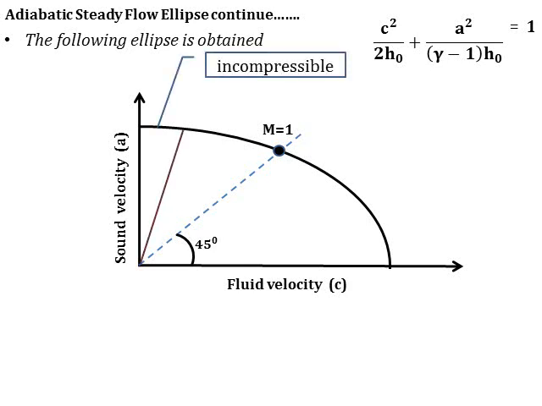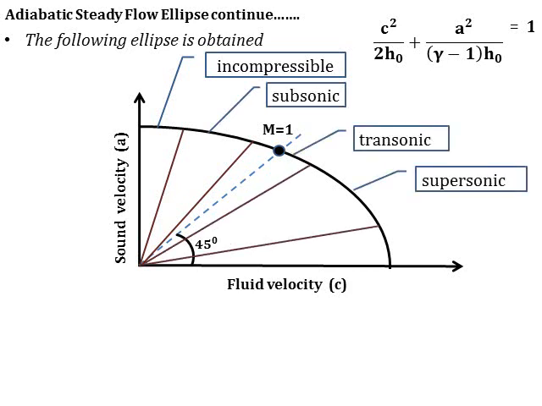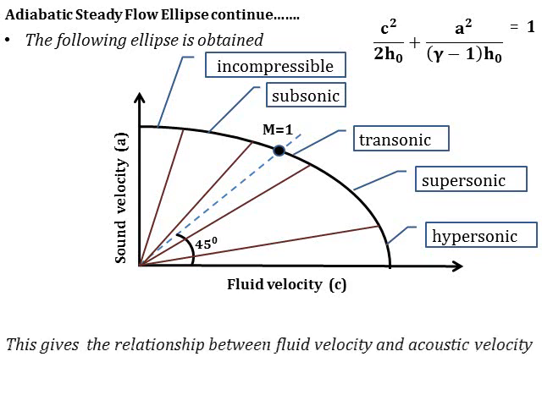This region represents incompressible fluid flow. This region represents subsonic flow. Then we have the transonic flow followed by the supersonic flow and hypersonic flow. Using the adiabatic ellipse, we can represent the different flow regimes with respect to a state coordinate system. Now, what is the advantage of this adiabatic energy ellipse?